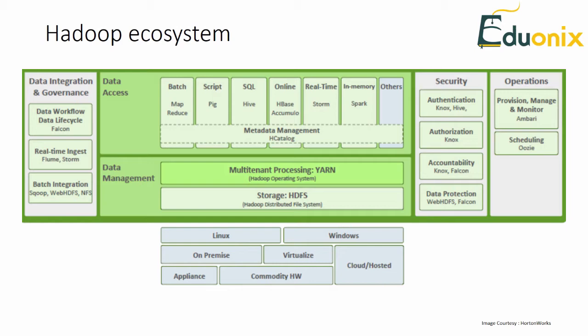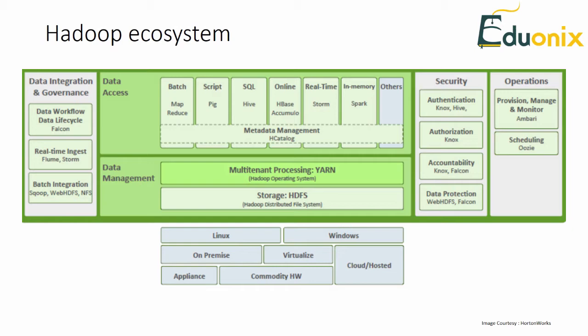Coming to real-time data ingestion, Flume is a distributed, reliable, and available service for efficiently collecting, aggregating, and moving large amounts of log data. It has a simple and flexible architecture based on streaming data flows. Storm is also a complex event processor and distributed computation framework written predominantly in the Clojure programming language. It is a distributed, real-time computation system for processing fast, large streams of data.